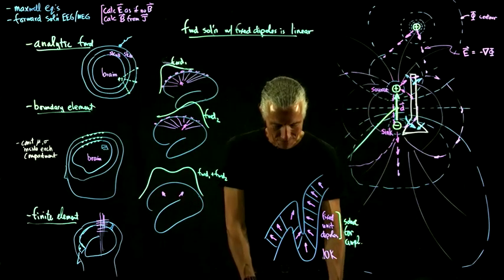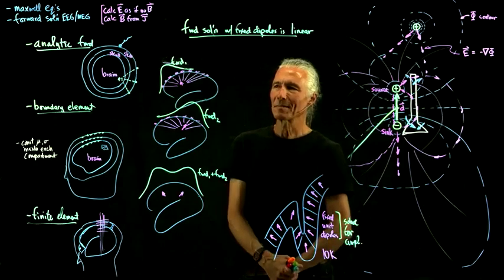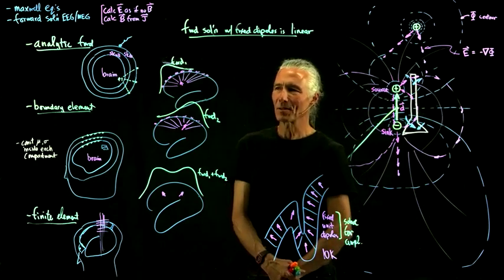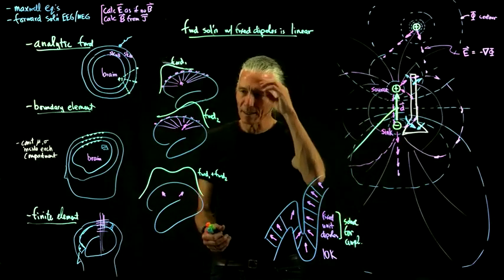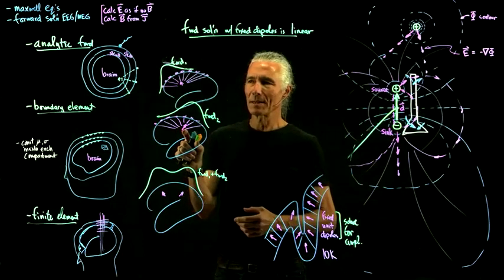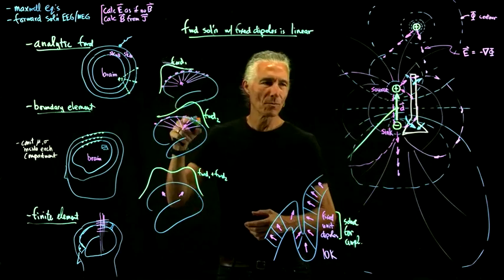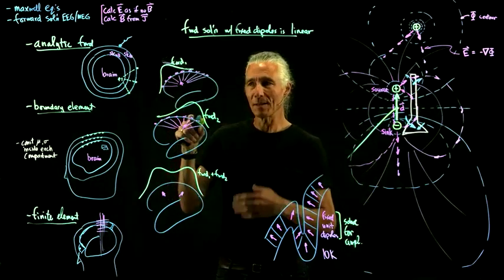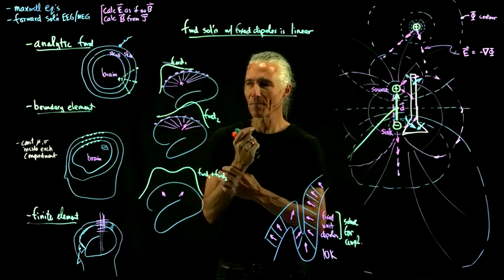Okay, so any questions about this? This is just the forward solution. This is just predicting, for some current in some place, what are we going to get at our sensors, either electric or magnetic or both?